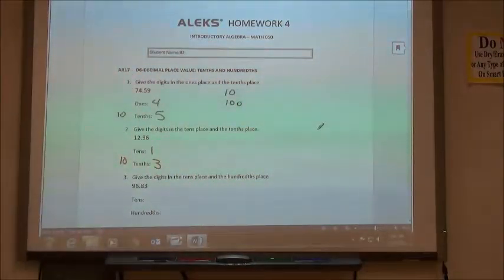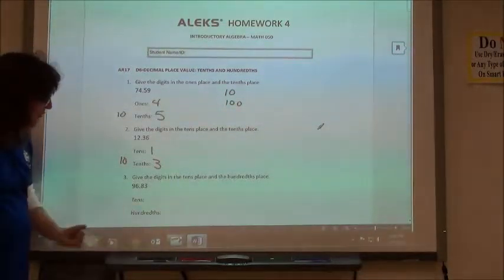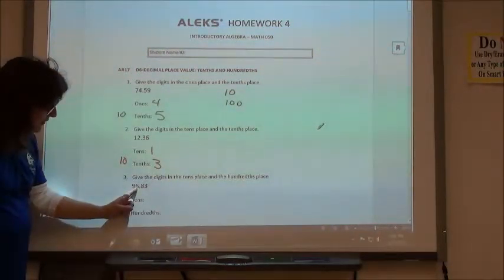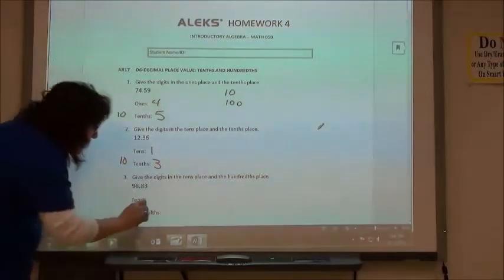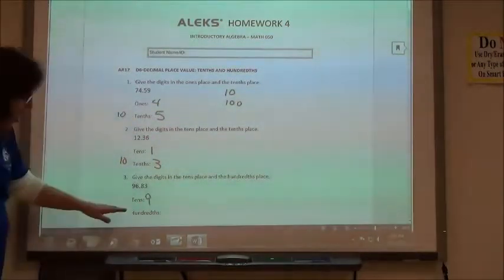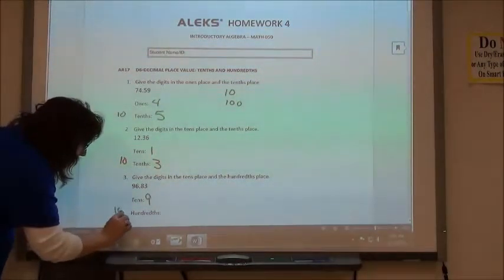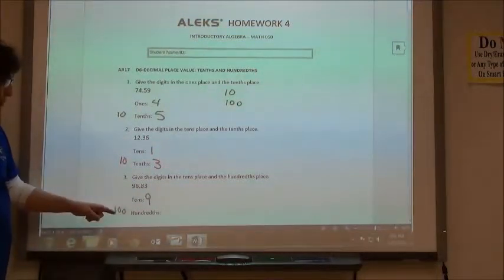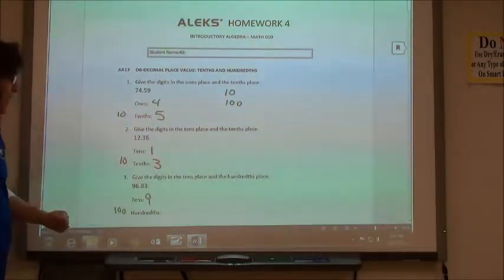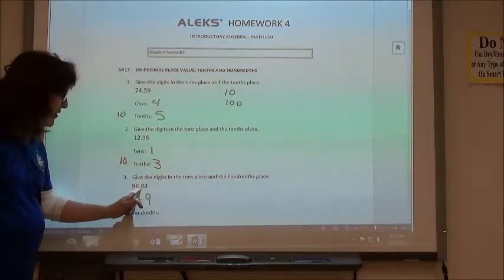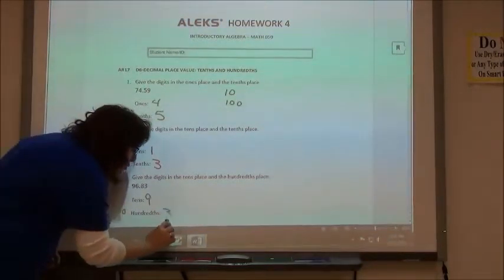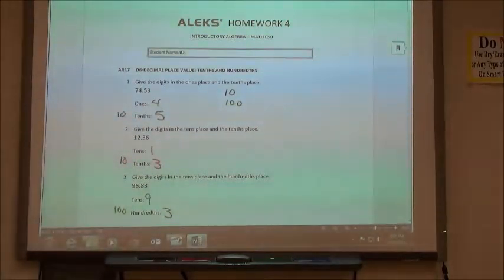Give the digits in the tens and the hundredths place. So again, the tens is in front of the decimal, the 6 is in the ones, the 9 is in the tens. The hundredths, 100 has 2 zeros, the hundredths will be 2 places after the decimal. Tenths, hundredths, so the 3 is in my hundredth spot.